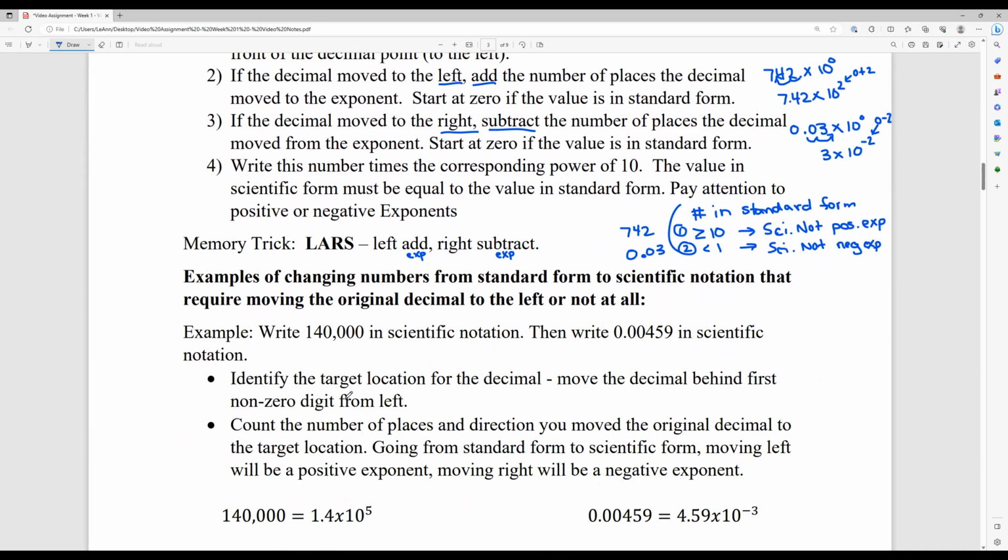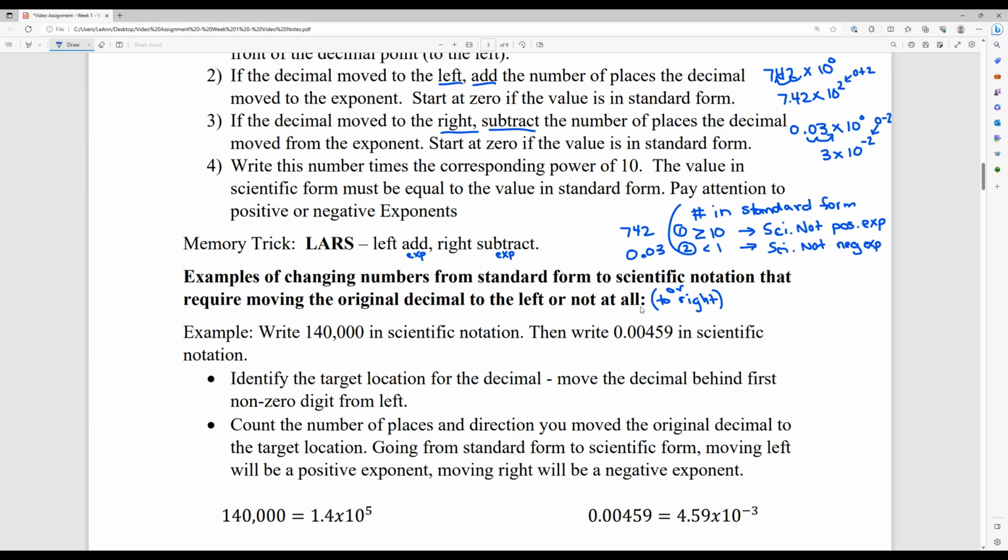Examples of changing numbers from standard form to scientific notation that require moving the original decimal to the left or to the right. I combined these as well. So we want to write 140,000 in scientific notation. We're also going to be writing 0.00459 in scientific notation. So one of these numbers is bigger than 10. The other one is less than 1. So just to get us both varieties.